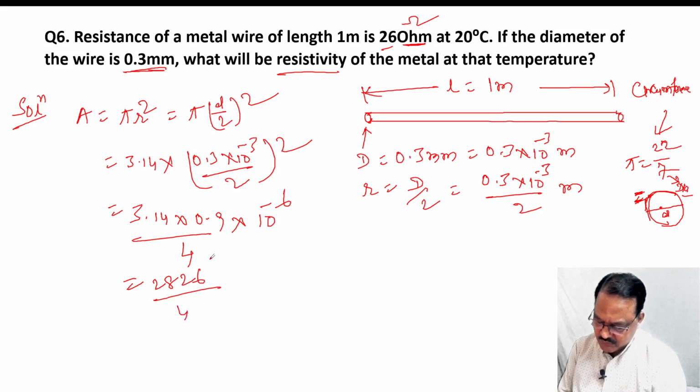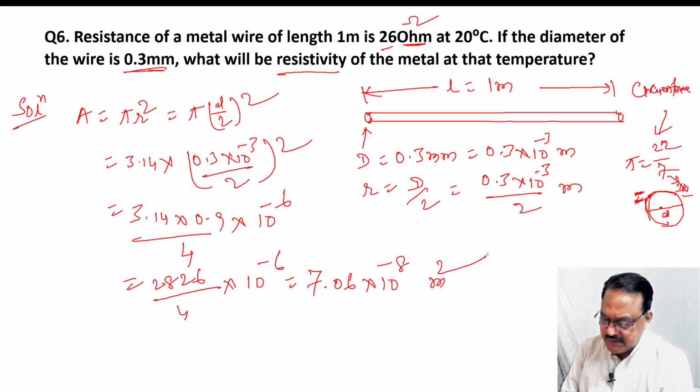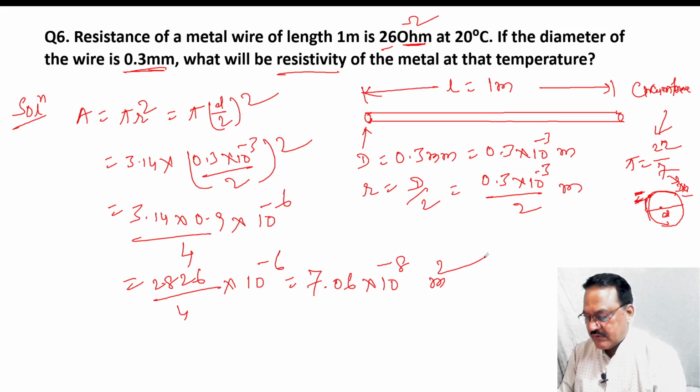28 by 4, 1 2 3. Here it will come into 10 to power minus 6. Just divide. It will come out to be 7.06 into 10 to the power minus 8. This is area, means its unit will be in meter square. So we have calculated the value of cross sectional area of this wire.